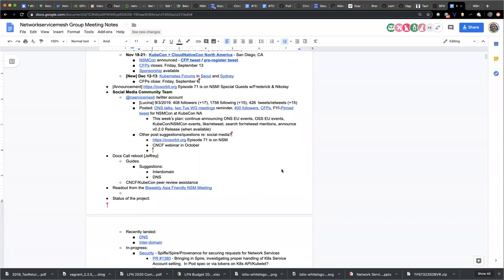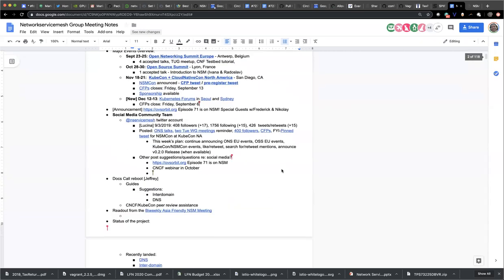Just excited to see the bump, the last KubeCon event. I believe we've got 200 followers in that 4-day stretch. So I'm excited to see the growth in a couple of weeks once we're at Open Networking Summit. For those of you who are giving talks in various places, it would probably be great if you could include the Twitter handle as part of your talk so that people could go and follow as well.